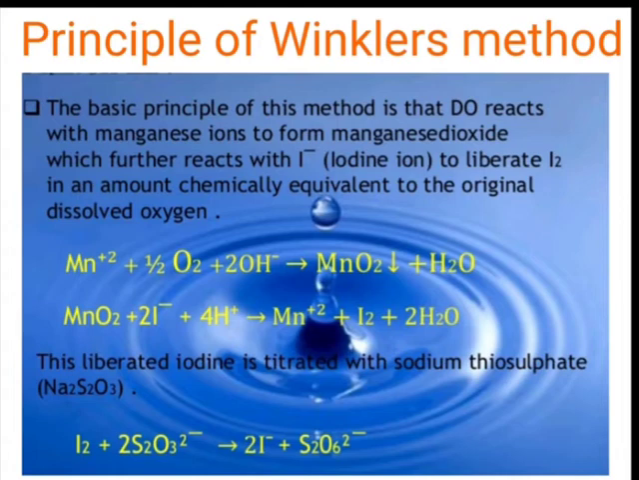So this is the principle of Winkler's method: the manganese ion reacts with O2 and gives MnO2 precipitate. Then this MnO2 reacts with the iodide ion, that is I minus, and it gives Mn2+ and I2. This liberated I2 is titrated with the sodium thiosulfate, and it gives S4O6 2 minus, and this liberated I2 is equivalent to the original dissolved oxygen.